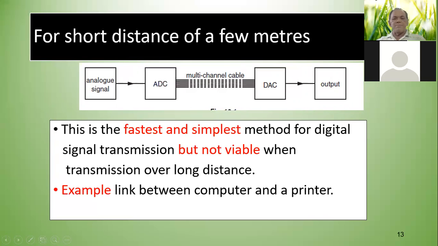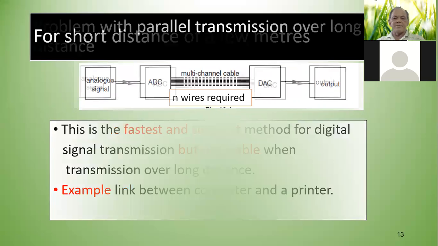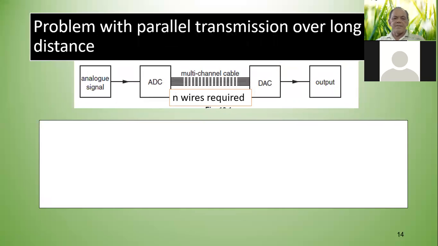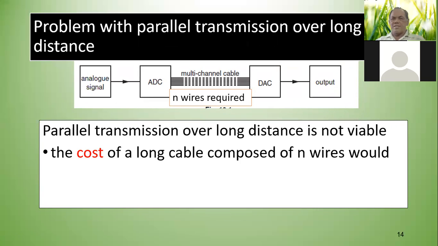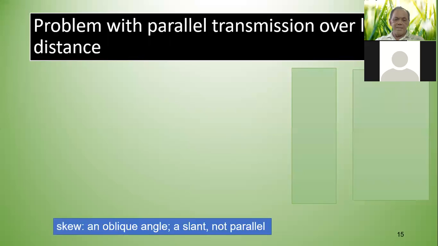But for long distance, we have a problem. Long distance, not viable. Why? Each cable is going to cost money. So if there are n wires, you have to multiply the cost by n times. The cost of a long cable composed of n wires would be high. Next term we are going to encounter is skew: oblique, slant, not parallel.